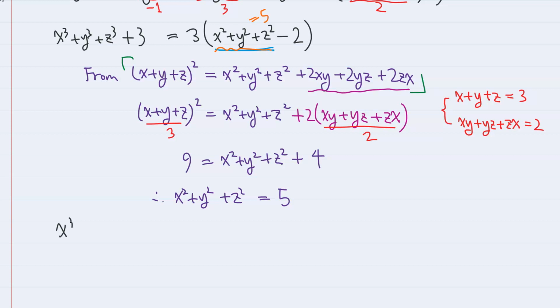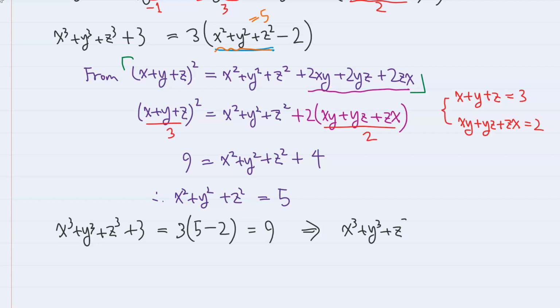So we have x cubed plus y cubed plus z cubed plus 3 equals 3 times 5 minus 2, which is 9. And this gives x cubed plus y cubed plus z cubed equals 6. So there we have an answer.